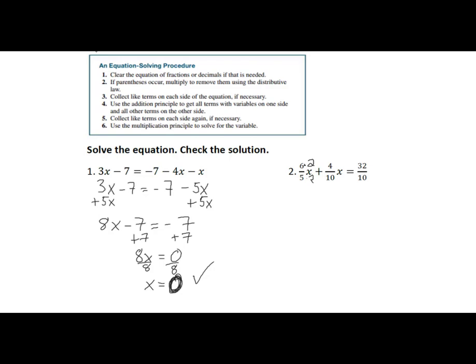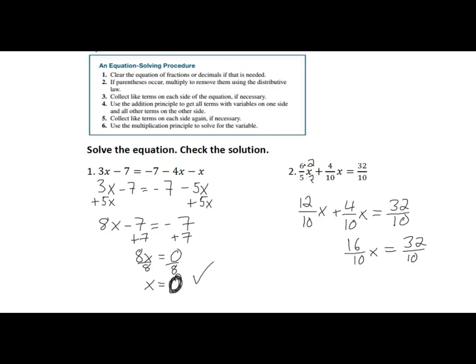So 6 times 2 is 12. 5 times 2 is 10. So now I have 12/10 x plus 4/10 x equals 32 over 10. Add those up. 12 plus 4 is 16 over 10. x equals 32 over 10.